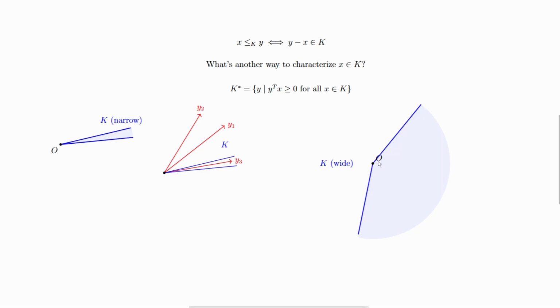So since there's a lot of different vectors pointing in different directions in K, this is a much more restrictive condition. So that means that K star ends up being a very narrow cone. So that means that there's an inverse relationship. When K is large, that means that K star is small and vice versa. So just as an example, this wide K might have a K star that looks something like this. It's very narrow because every vector in K star must be within 90 degrees of all the vectors of K.